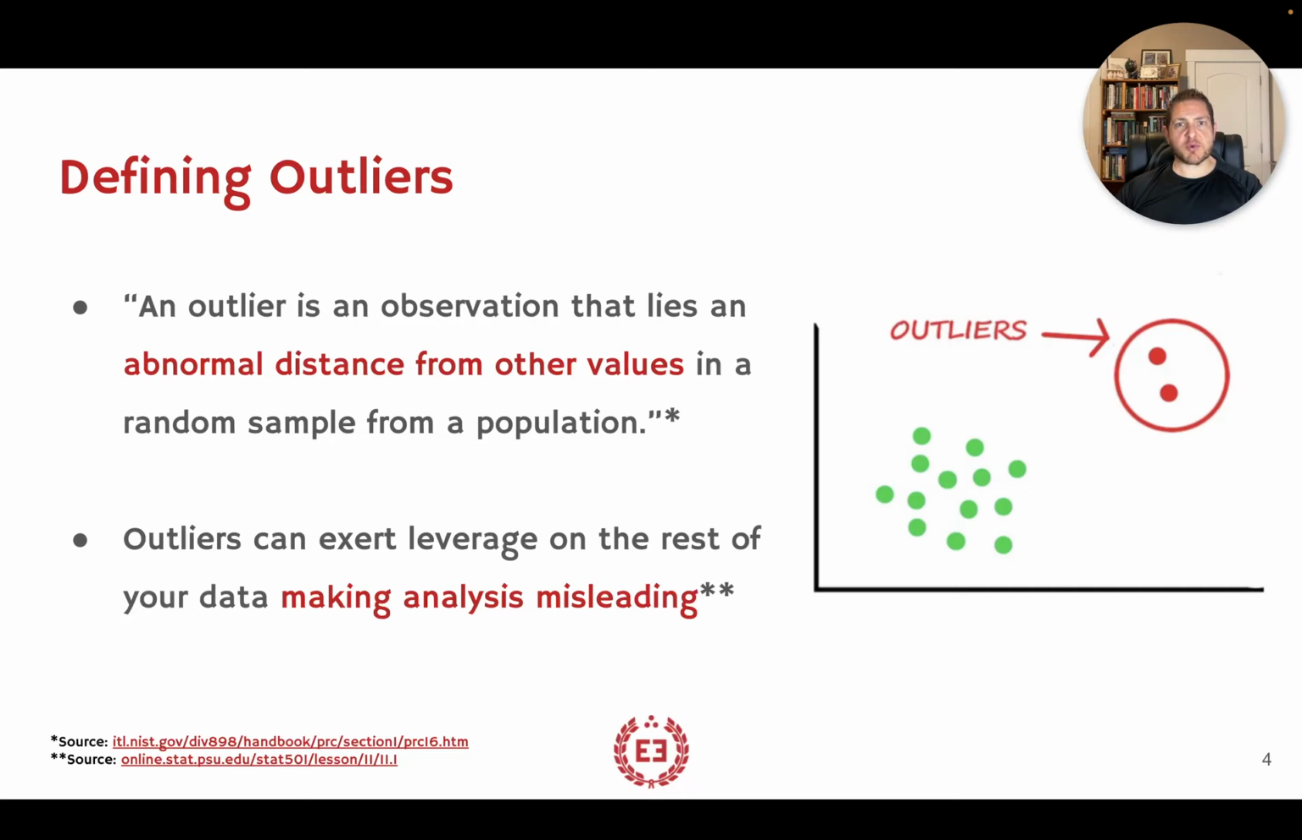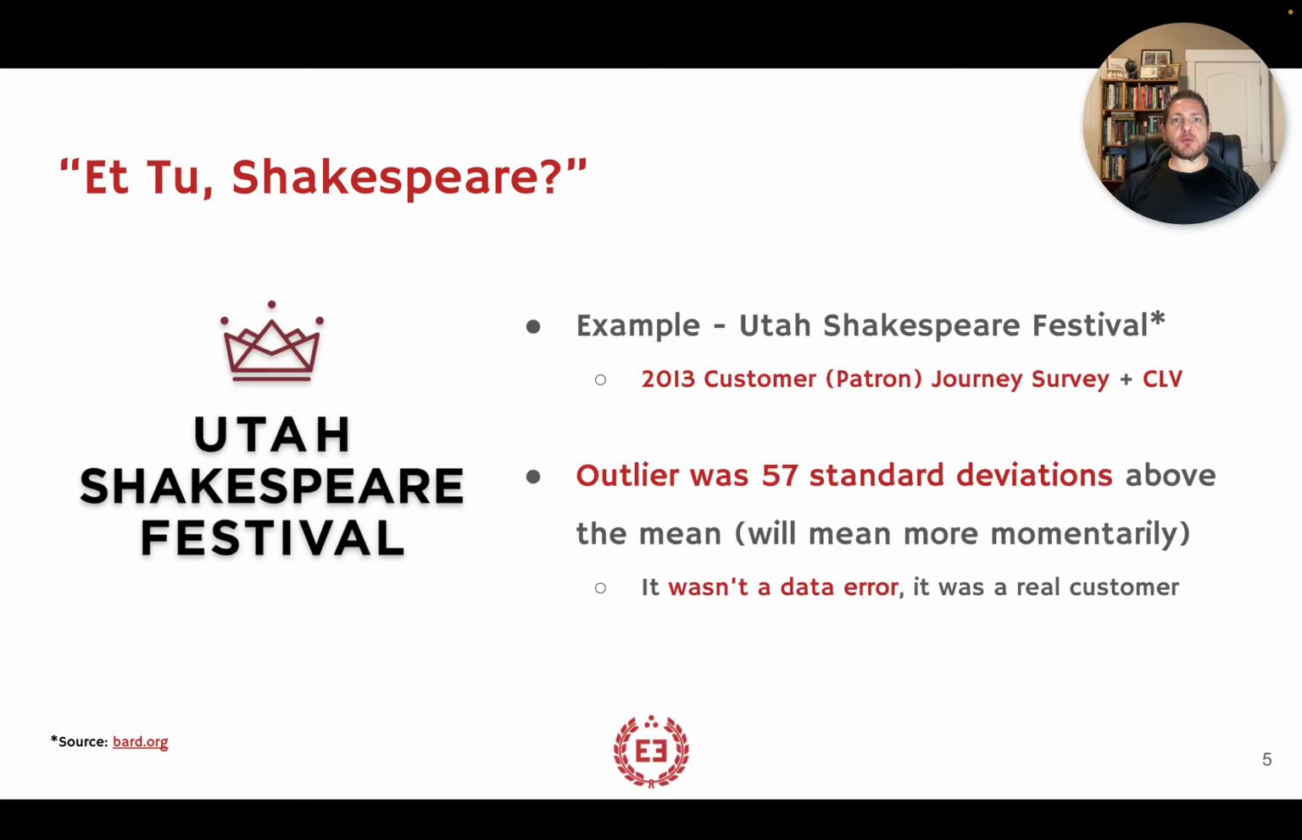The reason this is a problem is that if you're using average values, you'll watch those jump around wildly, depending on how you're dealing with the outliers. And that's a sign of their leverage over the data. Today, we'll also be dealing with a real example from the Utah Shakespeare Festival. This is coming from their 2013 Customer Journey Survey of their patrons.